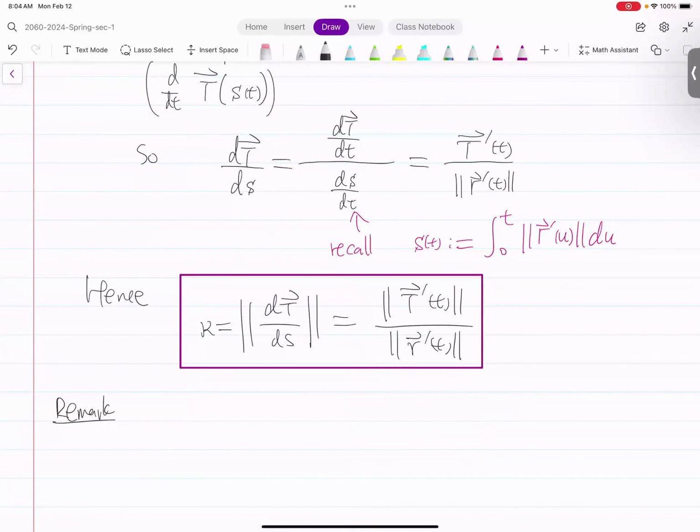Here, of course, if you're looking at the denominator, you always want the denominator to be non-zero. So we need r prime to be a non-zero vector function, and the unit tangent direction T must have a derivative, to be defined.